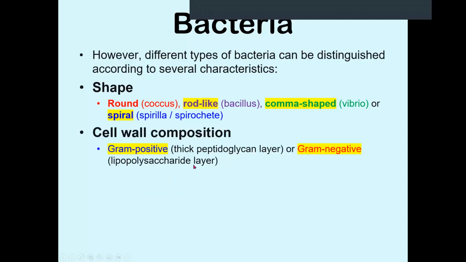The cell wall is gram. Now, there are two types: the gram positive and the gram negative. The peptidoglycan is a combination of protein and sugar, and that's for the gram positive, whereas the gram negative is a mixture of fats and polysaccharide, which is a different sort of sugar. So these are protein and sugar, and this is fat and sugar.